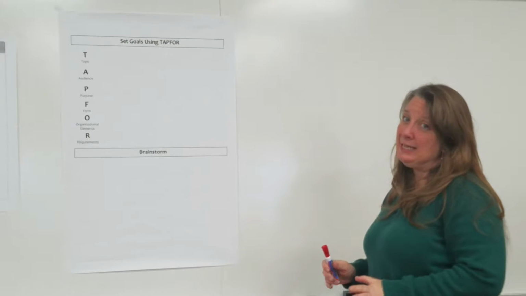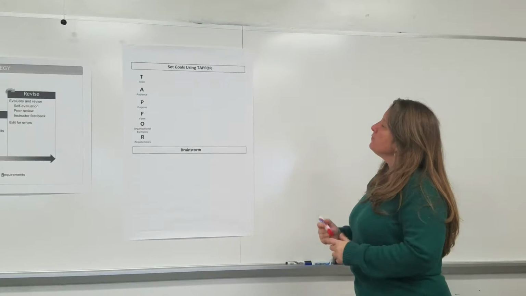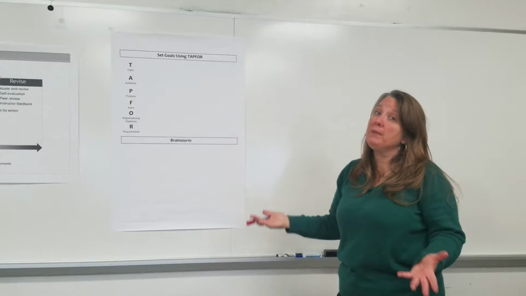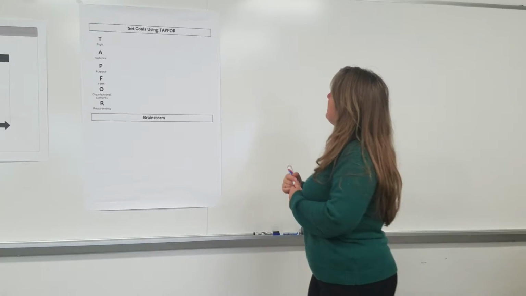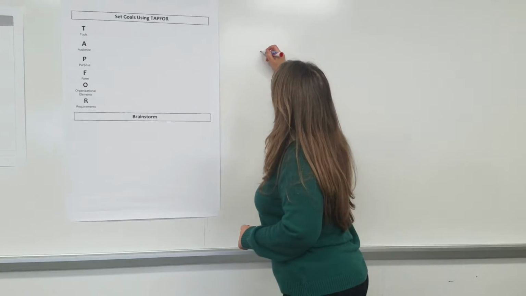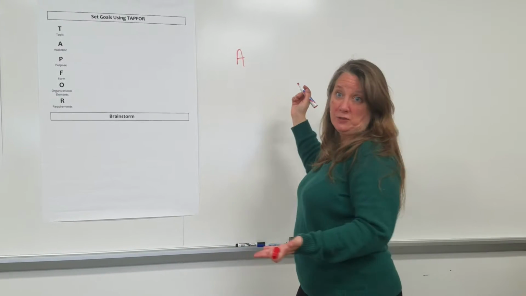So let's get into the nitty-gritty of TAP 4. First of all, we have to ask ourselves, what is the topic? Well, maybe we don't know what we want to write right now, so we'll come back to that. Who is my audience? My audience is going to be people who want to know how to do something.